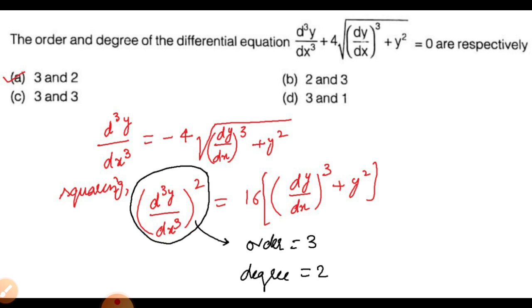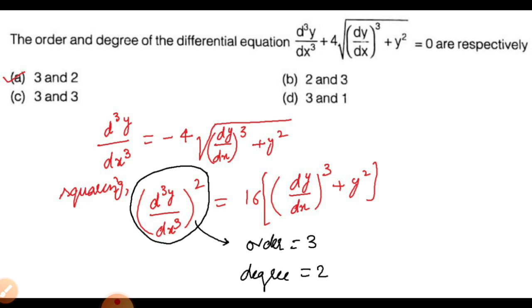So we can rearrange this equation as d cube y by dx cube equals minus 4 root of (dy by dx) whole cube plus y square. Now this equation can be squared on both sides, so we will have (d cube y by dx cube) whole square equals 16 times (dy by dx) whole cube plus y square.